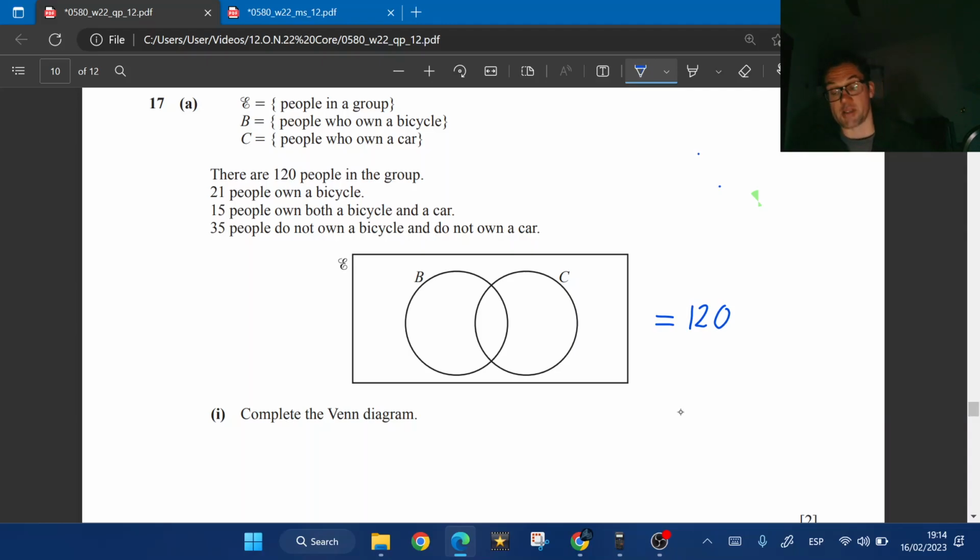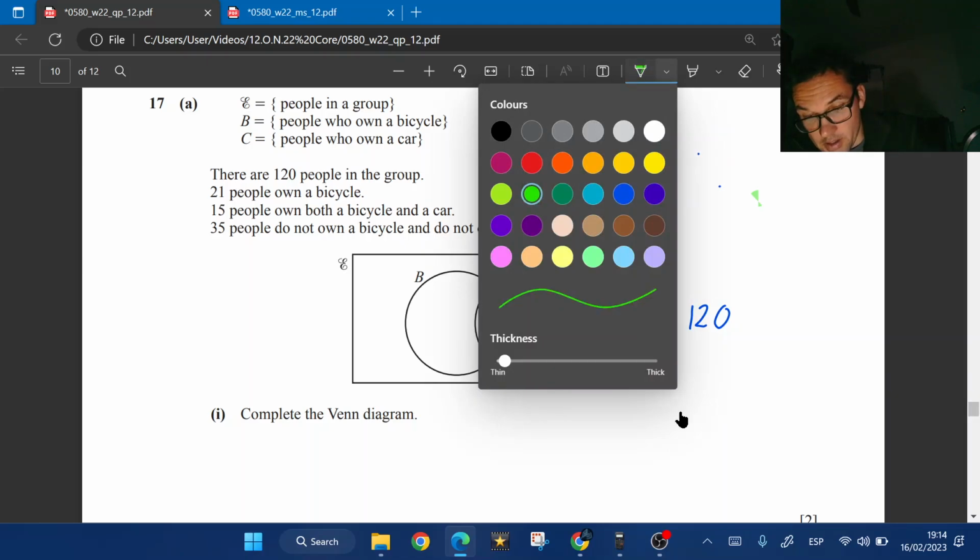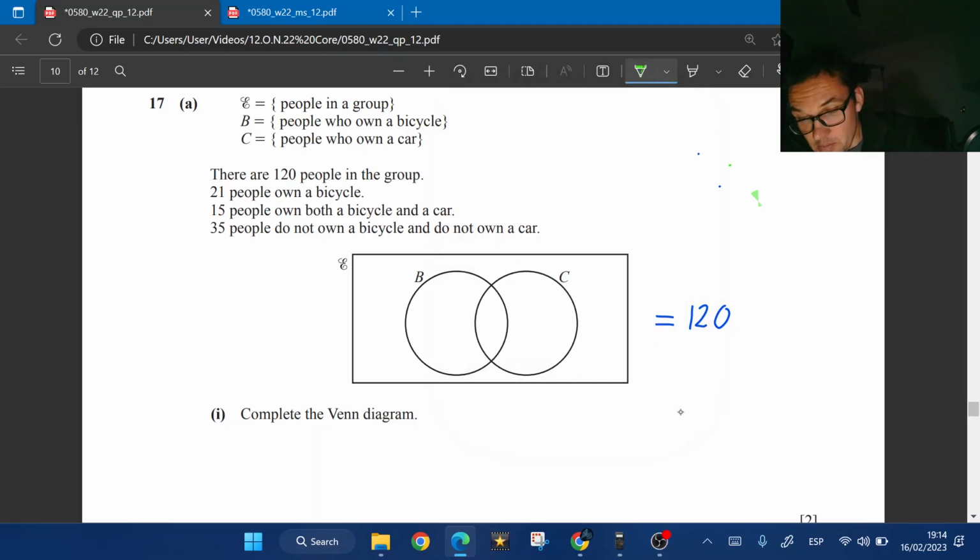21 own a bicycle. Okay. So this is not my final answer yet, so you might want to write this in pencil. In the B group, that should add up to 21. 15 people own both a bicycle and a car. Now that we can write down in pen. In here, that 15 goes in the middle because that is both the bicycle and the car group.